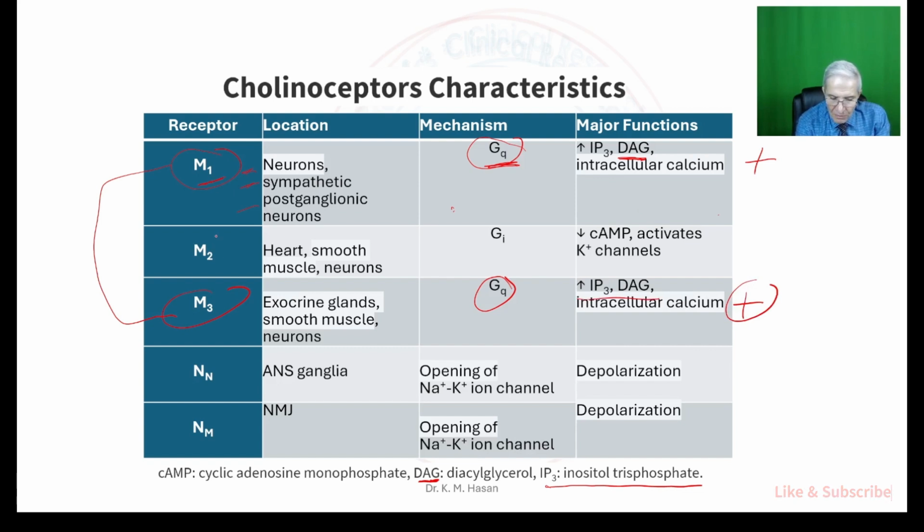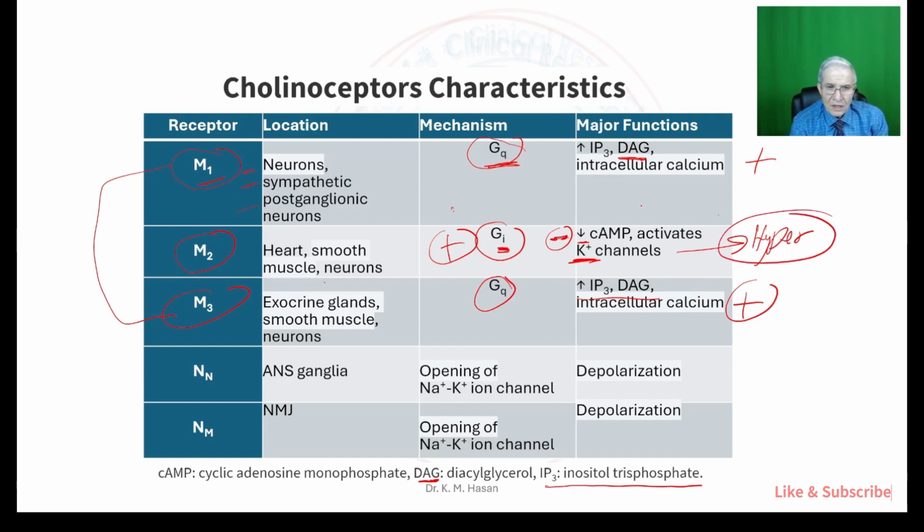Okay, speaking about the M2 receptor, it is mainly available in the heart, smooth muscles, and neurons. The M2 receptor works through the Gi protein, and you can see here that if you activate the Gi protein, the result will be an inhibitory effect. It decreases the level of cyclic AMP and activates potassium channels. This will lead to hyperpolarization or relaxation. So the inhibitory effect is from the M2 receptor, and the stimulatory effect from the M1 and M3 receptors.